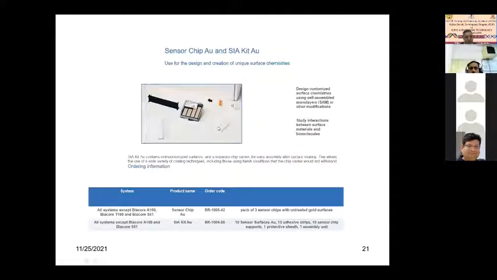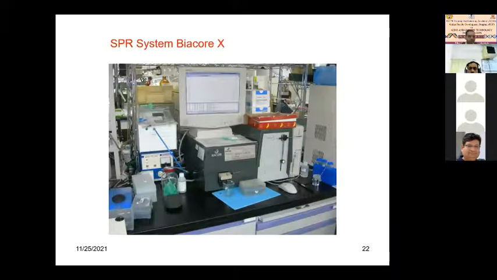Next. These are the gold chips, normally in a block of 10 chips. In IVRI also, we used these chips for making the SPR sensor. Next, please. This is the Biacore machine that we have used in our laboratory in Japan, but here in IVRI also we have a Metrohm system for SPR.